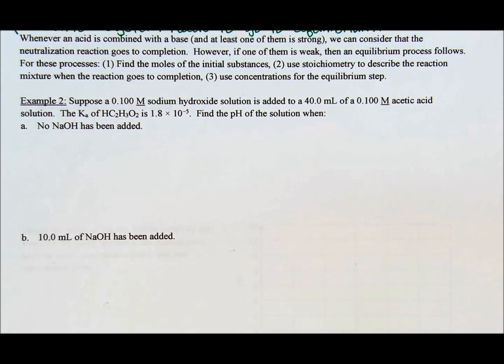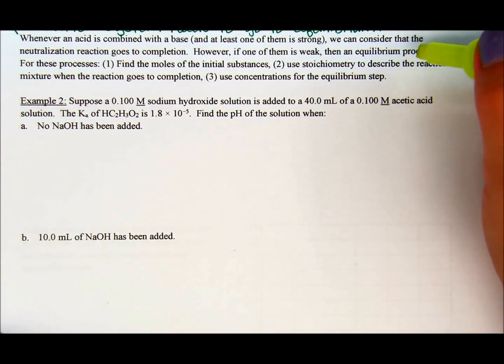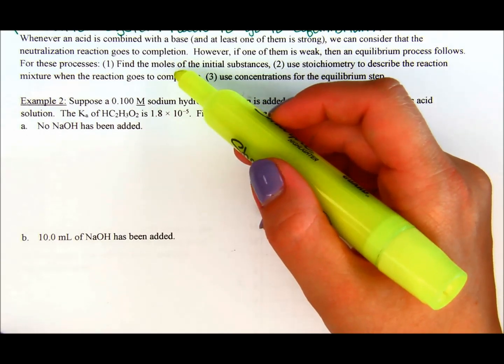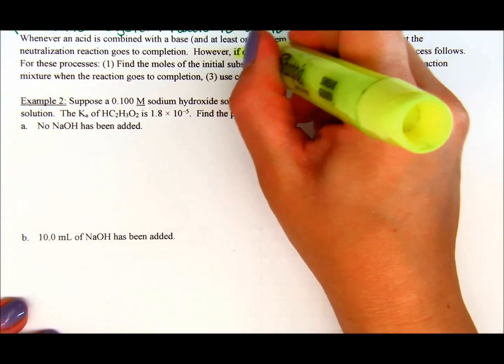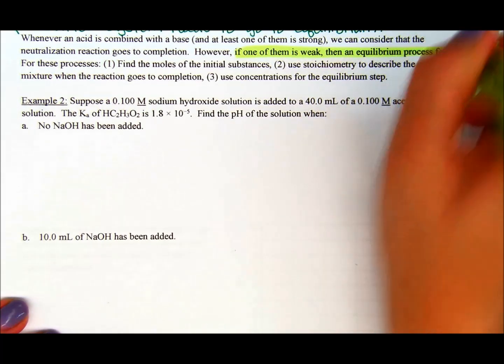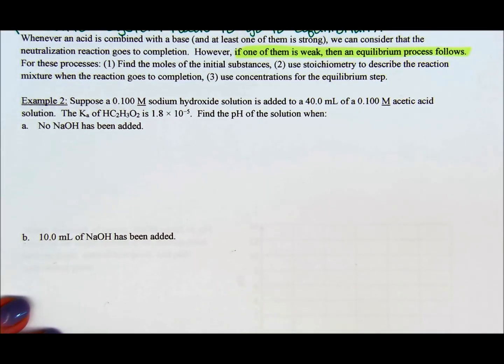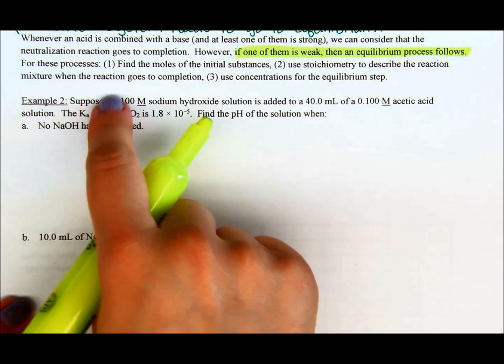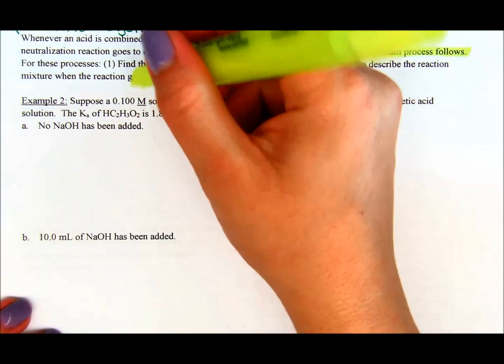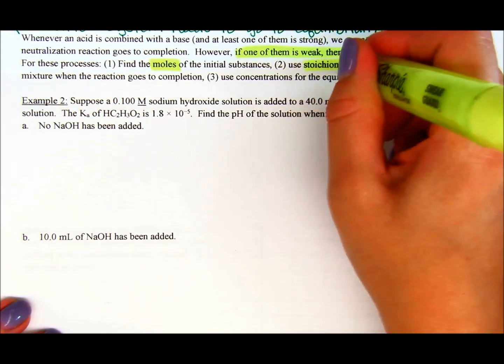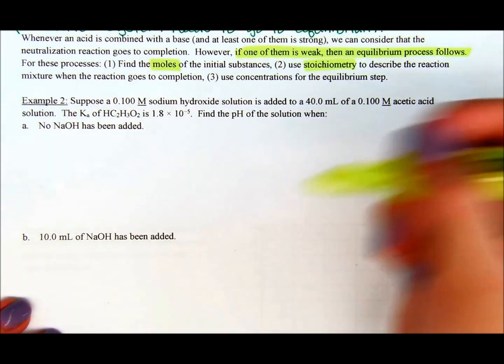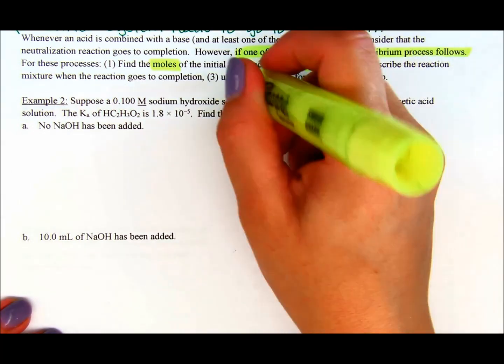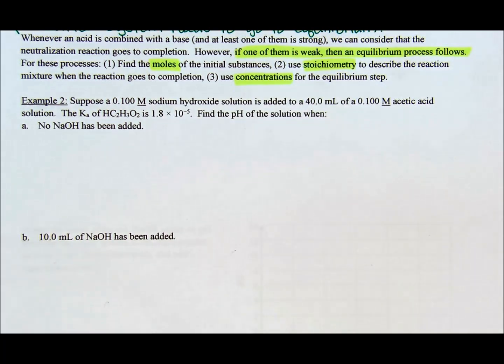Whenever an acid is combined with a base and at least one of them is strong, we can consider that the neutralization reaction will go to completion. However, if one of them is weak, then an equilibrium process follows. So basically when you have either a weak acid or a weak base, you're going to get an equilibrium process. For any of these processes: 1, find the moles of the initial substances. First, you're going to find the moles. 2, use stoichiometry to describe the reaction mixture when the reaction goes to completion, and then use their concentrations for the equilibrium step. Okay, so let's learn this through an example.